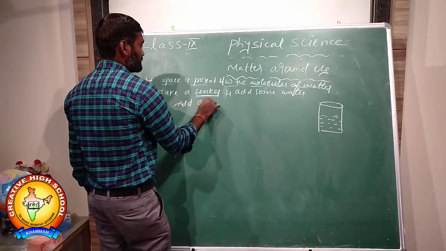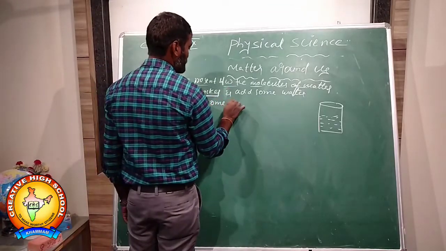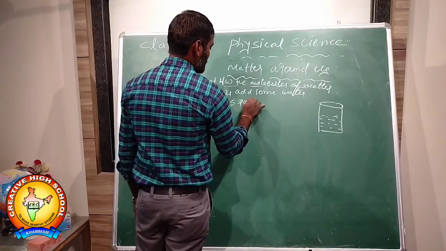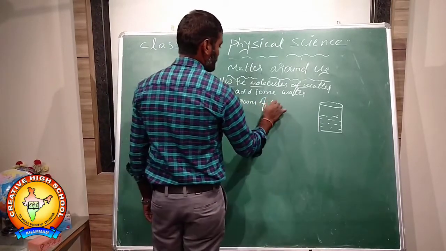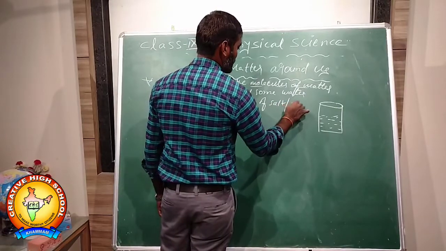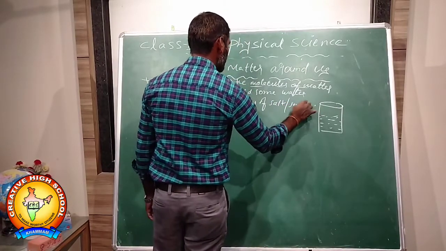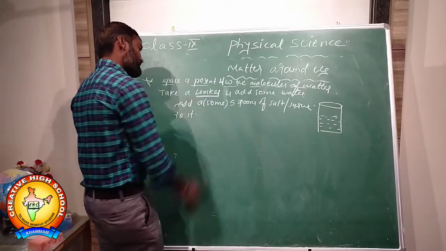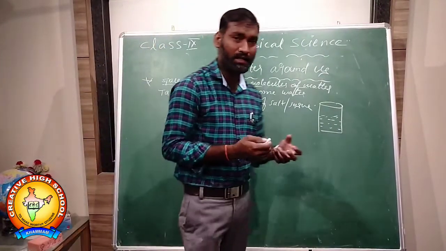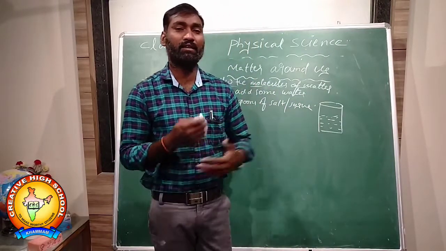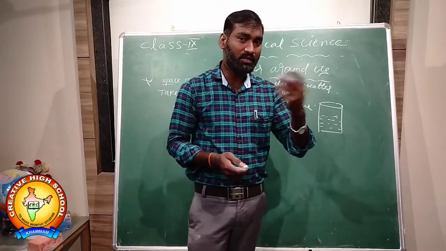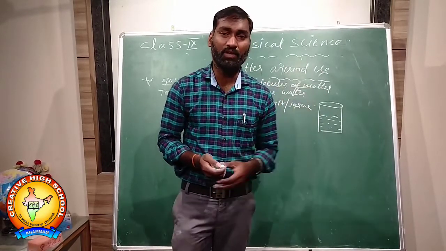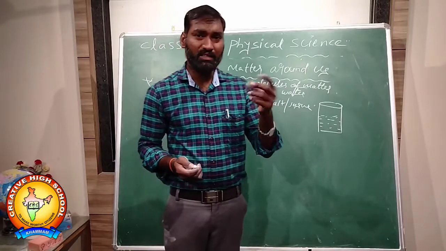add some, about 5 spoons, of salt or sugar to the water. What do you observe? For example, when you are drinking tea, you pour some sugar into it. Without sugar you can't drink tea, no? So we add some sugar to the tea. What happens to the tea?